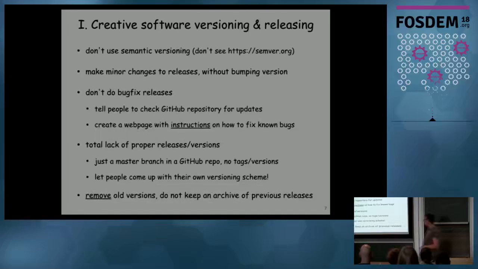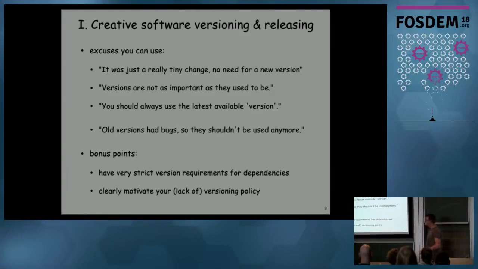Also, if you publish new versions, remove the old ones. Nobody wants to use them anymore. The new stuff is better, doesn't have the bugs, and you want to prevent people from using it, so don't do an archive. Right, so some of the excuses for this, because you will need them. It was just a tiny change, so it doesn't need a new version, right? Just re-release in place, that's fine.